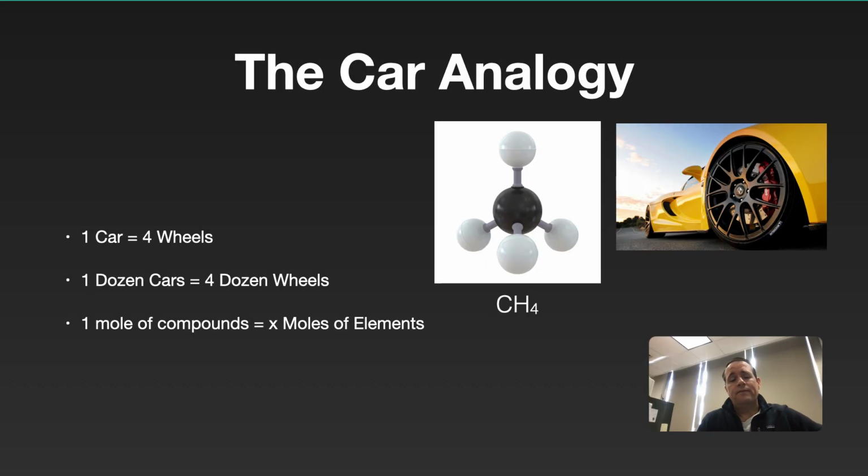You could think of a chemical formula like a car. If you have one car, you know you have 4 wheels. And if you have a dozen cars, you have 4 dozen wheels. Similarly, if a molecule has a subscript of 4 for hydrogen, then 1 mole of that molecule contains exactly 4 moles of hydrogen. So this is a molecular model of methane, CH4, and the 4 is what we call a subscript, telling us we have 4 hydrogen atoms in that molecule.